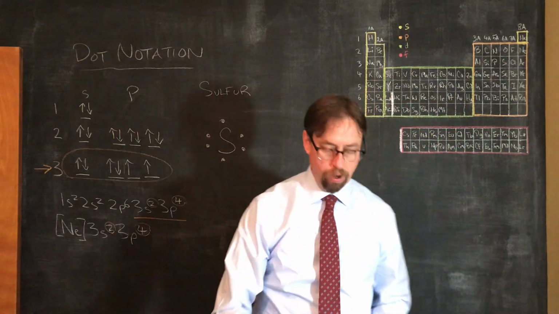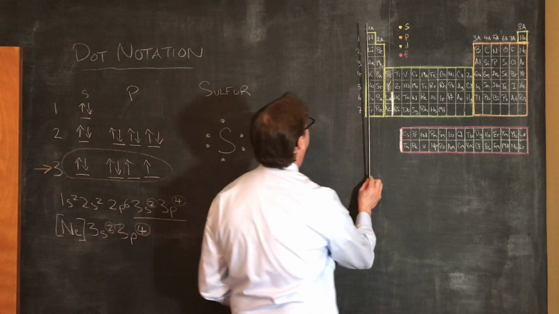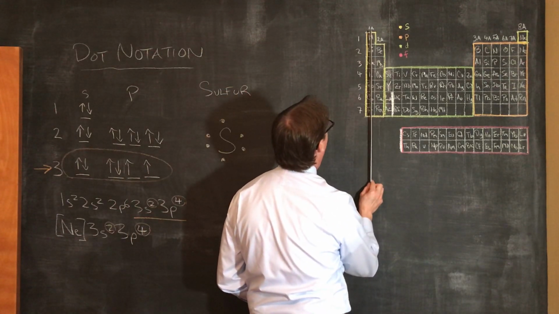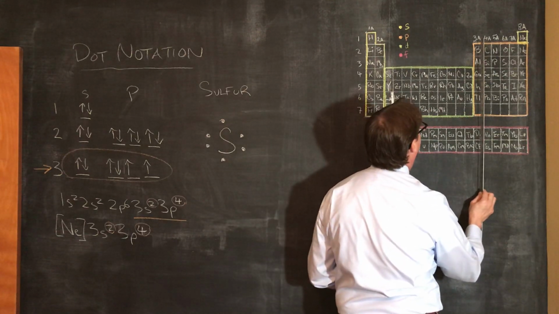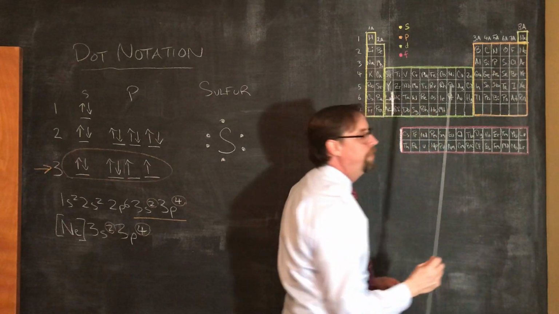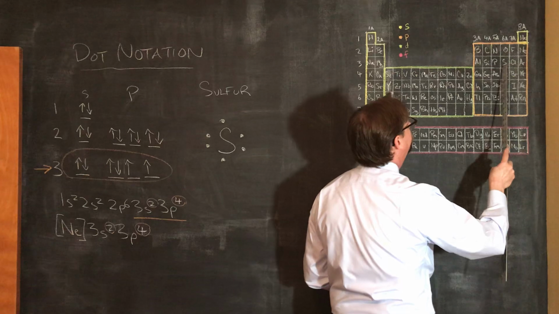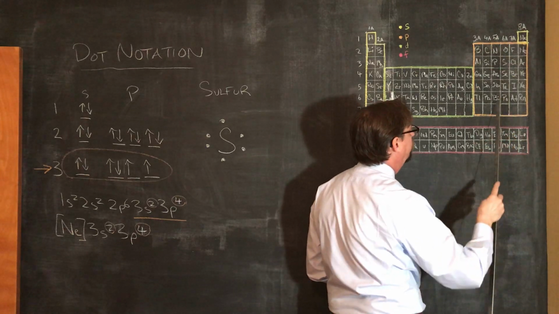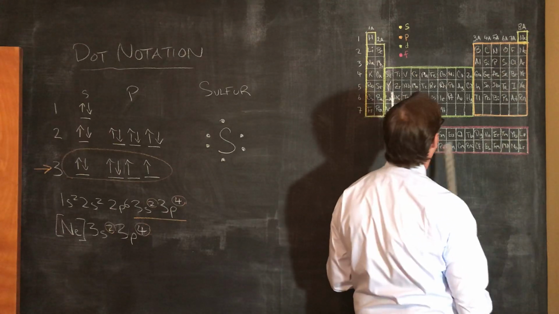Now there's a quick way to do dot notation reading it off the table, and that's by looking at the family. I've labeled these 1A, 2A, we'll skip the middle for a minute, 3A, 4A, 5A, 6A, 7A, 8A. That tells you how many dots are in that notation. Sulfur is in family 6A, and all the elements in family 6A have 6 electrons in their dot notation. So I could put sulfur with 6.